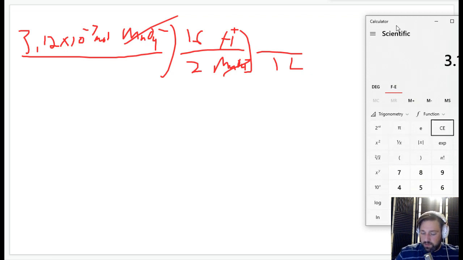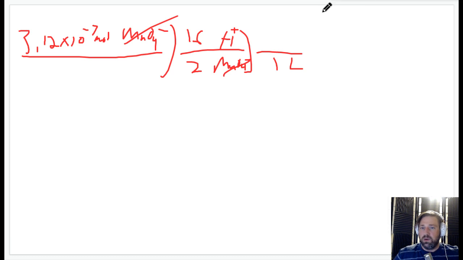So 3.14 times 10 to the negative 7th times 16 divided by 2 is going to be 2.496. Let's just say 2.5 times 10 to the negative 6th. Cool. And this is going to be the hydrogen ion concentration that we have used up. And since it's used up, we're going to be subtracting this. We're getting rid of it.